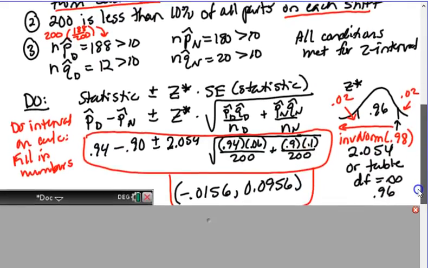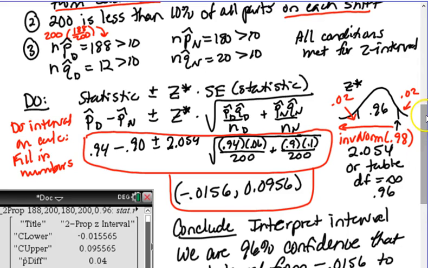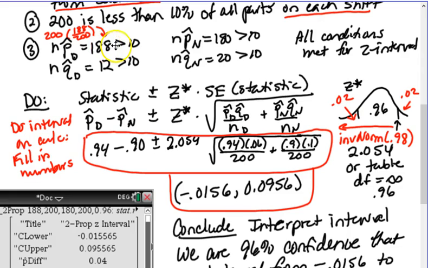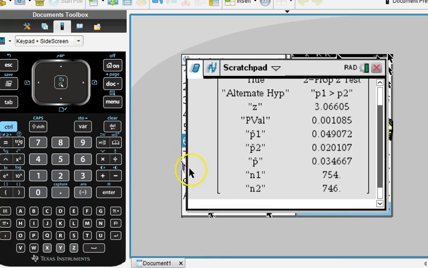Okay, now to find the standard error of the statistic, I would find the standard deviation squared for each one of these and then add them together and take the square root of the whole thing. Now I recommend at this point to go ahead and do the interval on the calculator. So let's look, I have 188 and 180 out of 200, so just check my values here.